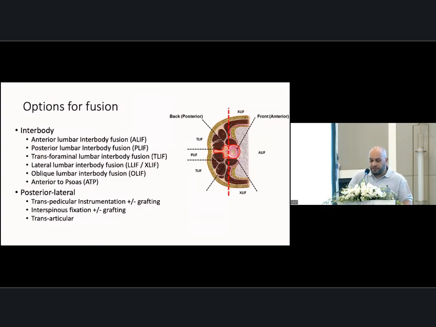So what are the options for fusion? There are so many ways to fuse somebody. You can go directly. This is obviously a specimen looking from the side. So it's an axial image, but placed on the side. So this is the abdomen. This is the patient's back. So posterior lumbar interbody fusion, transforaminal lumbar interbody fusion, extreme lateral interbody fusion, or an anterior lateral interbody fusion. And there's also an OLIF approach, which is somewhere in between an ALIF and an XLIF.